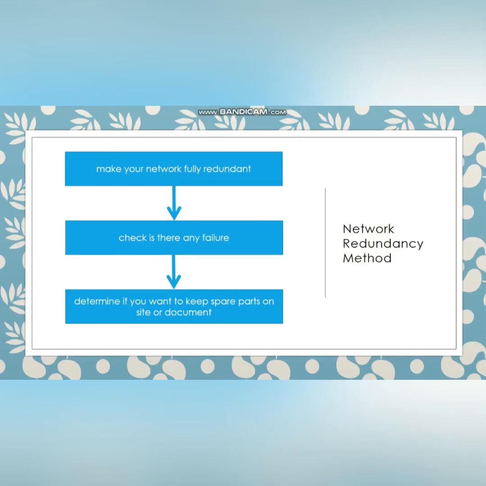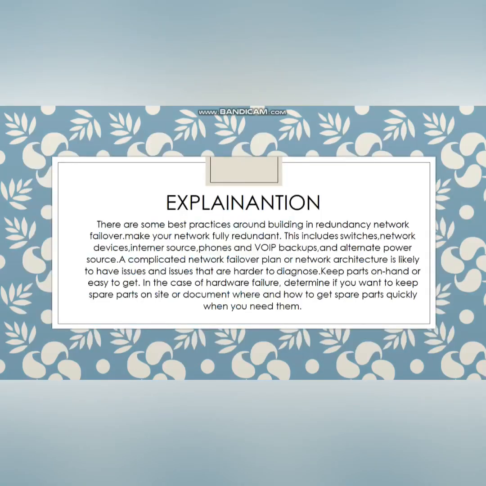Network redundancy method: make your network fully redundant. Check if there is any failure. Determine if you want to keep spare parts on site or document. Explanation: there are some best practices around building in redundancy and network failover. Make your network fully redundant. This includes switches, network devices, internet source, phones and VoIP backups, and alternate power source. A complicated network failover plan or network architecture is likely to have issues that are harder to diagnose.